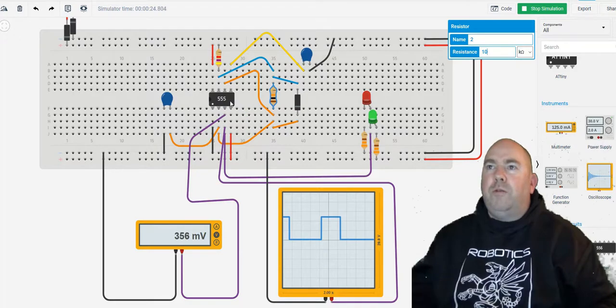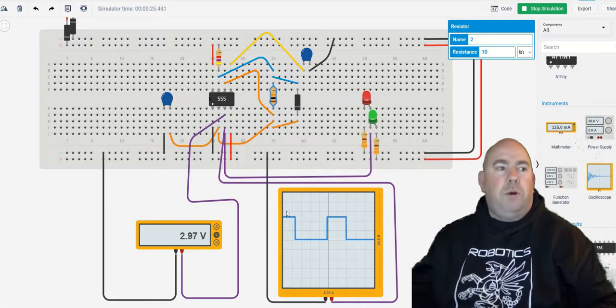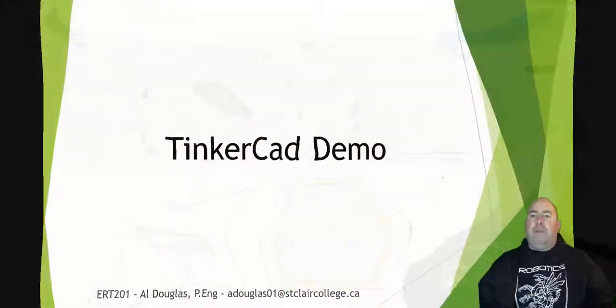So by using the 555 chip in this configuration with the two resistors, we can control exactly how we want this waveform to look. Okay, so that is part D of the lab.